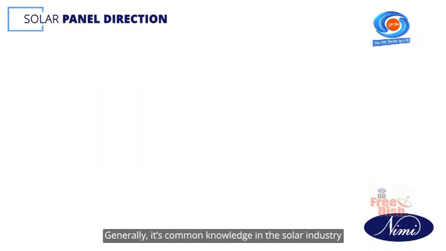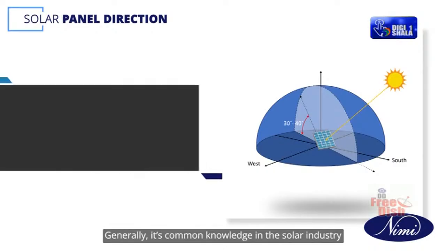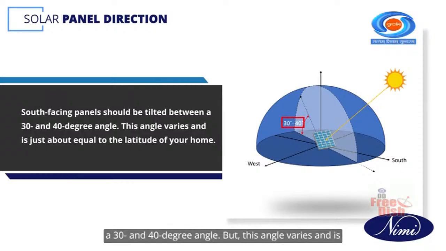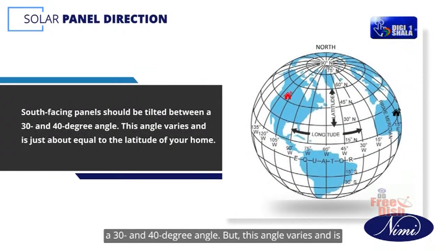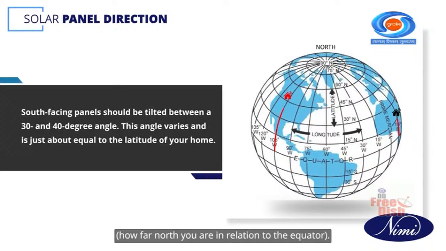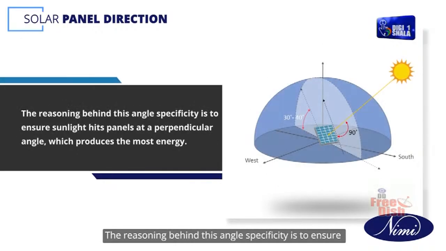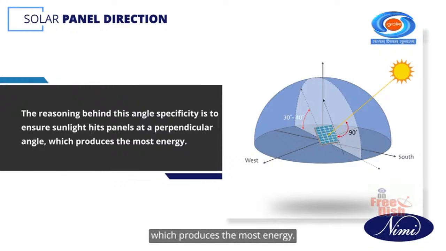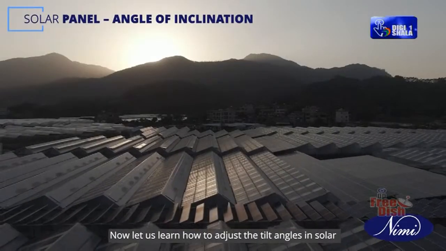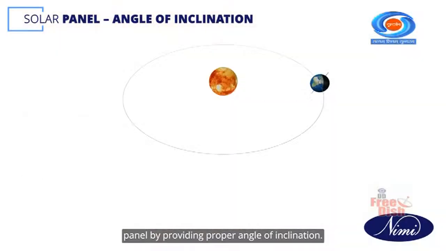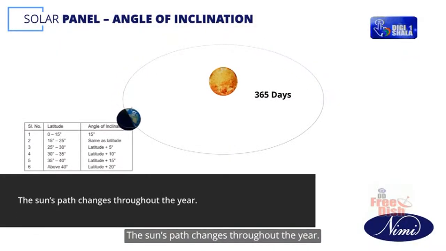Generally, it's common knowledge in the solar industry that these south-facing panels should be tilted between a 30 and 40 degree angle. But this angle varies and is just about equal to the latitude of your home, how far north you are in relation to the equator. The reasoning behind this angle specificity is to ensure sunlight hits panels at a perpendicular angle which produces the most energy. Now, let us learn how to adjust the tilt angles in solar panel by providing proper angle of inclination. The sun's path changes throughout the year.